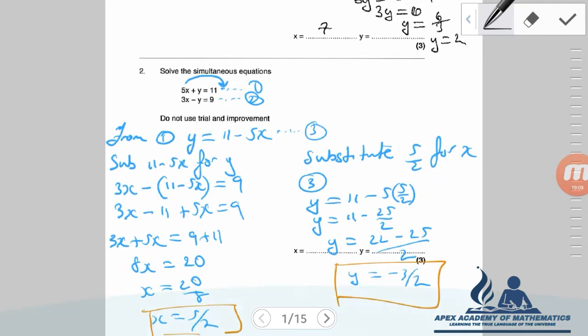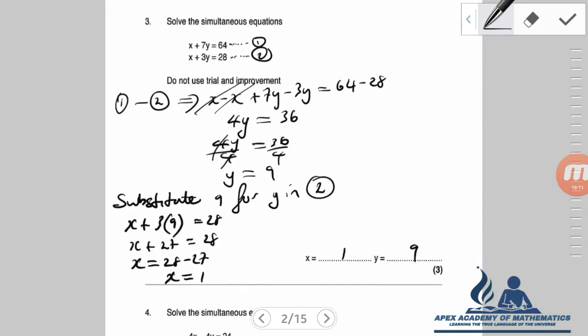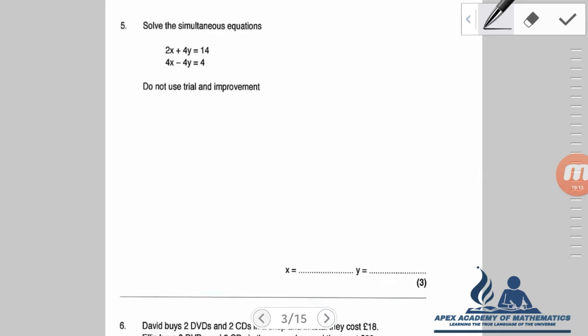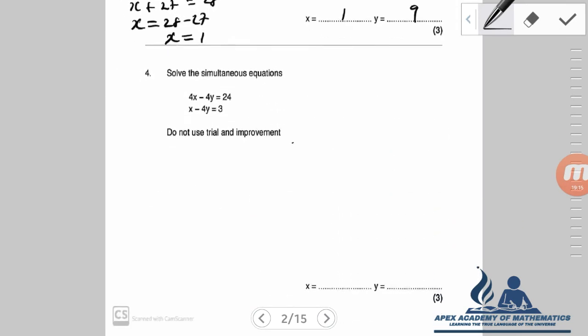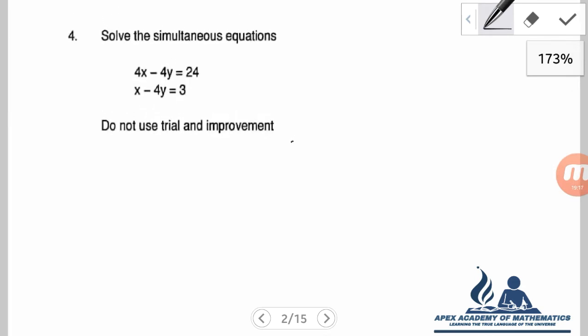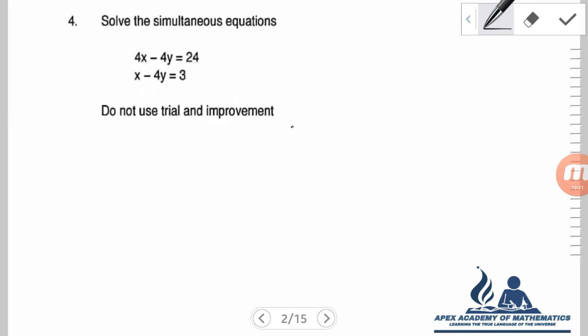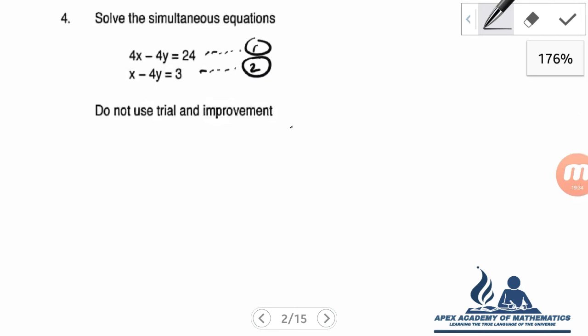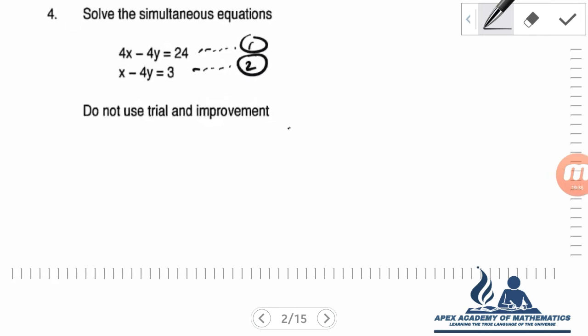So now what we have, guys, is another simultaneous equation to solve. This is 4x minus 4y is equal to 24, and x minus 4y is equal to 3. All right, so this is equation 1, and of course this is equation 2. So what method am I going to use here? In this case, guys, I also have a choice, but here I'm just going to go with personal preference. Now let's explain the two choices and why they're open for you to use.